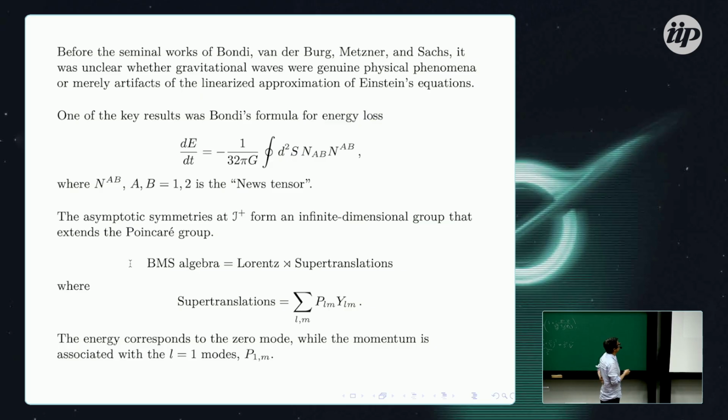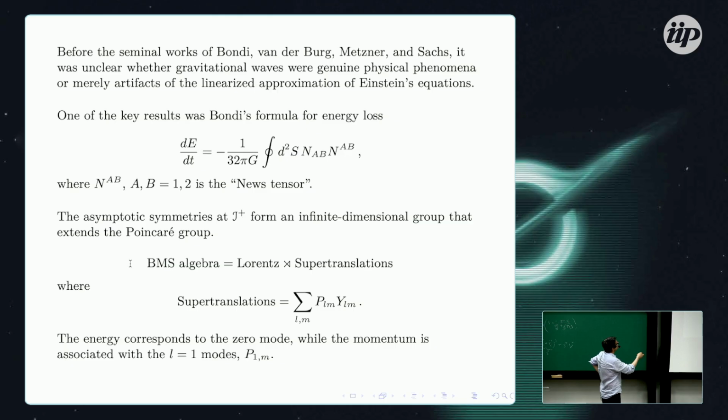But with this work, this apparent paradox was solved for two reasons. In first place, because no linearization was needed. And in second place, because Bondi was able to find an equation that described the flux of energy of the waves. So basically, we have a flux of energy, and a non-trivial flux of energy means that the waves were real. They were able to produce some work and so on. So this formula, Bondi's energy loss formula, is really very, very important.